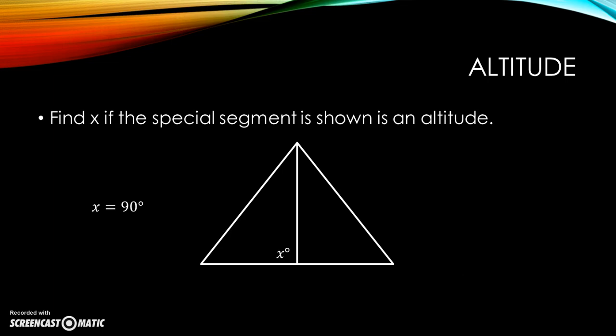So here x is 90. So here we set 3x plus 9 equal to 90. Subtract 9, we get 81. Divide by 3, we get 27.